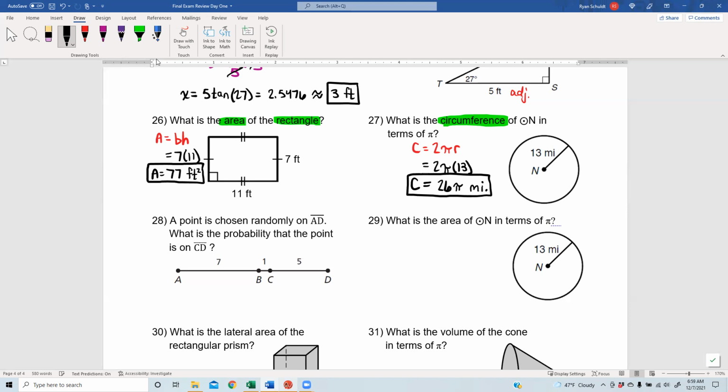I'm going to skip 28 and come back to it, but I want to do 29 because it's dealing with the same circle. What's the area of circle N in terms of pi? Well, for a circle, area is equal to pi r squared. So this is going to be pi times 13 squared. It says in terms of pi, so just type in the 13 squared. It's going to be 169 pi miles squared. That's your area.